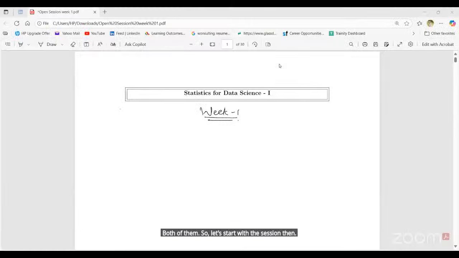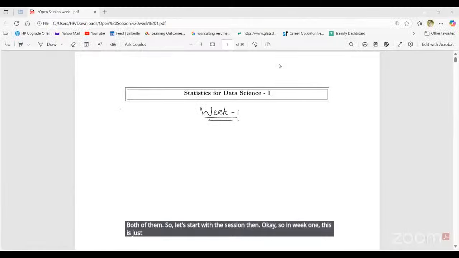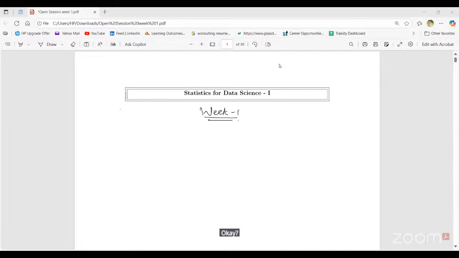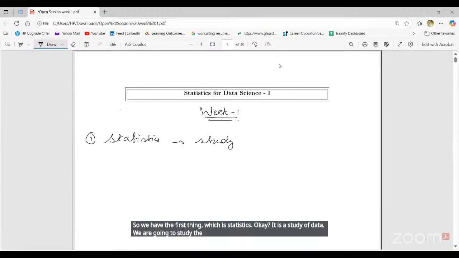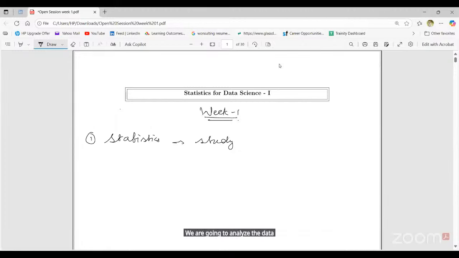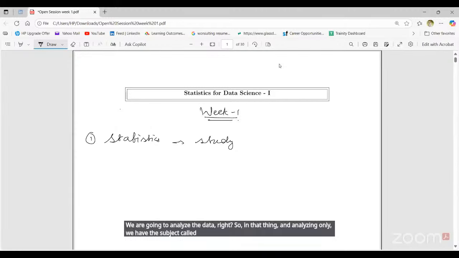Okay, so in week one, this is just the basic thing of statistics. Basically, what is statistics? It is the study of data. We are going to study the data, so basically we are going to analyze the data, right? And for analyzing data, we have the subject called statistics.